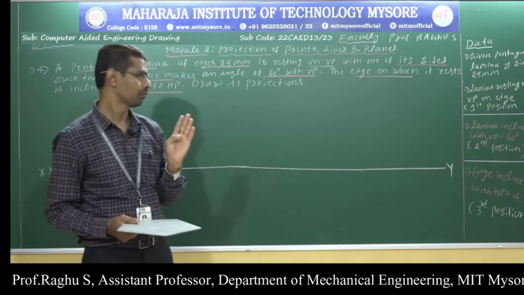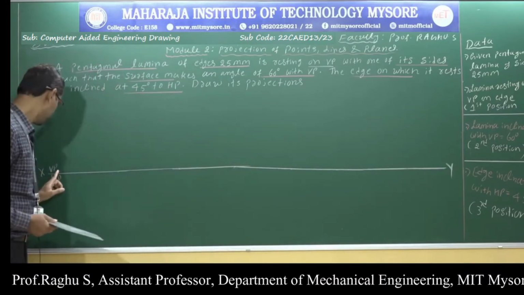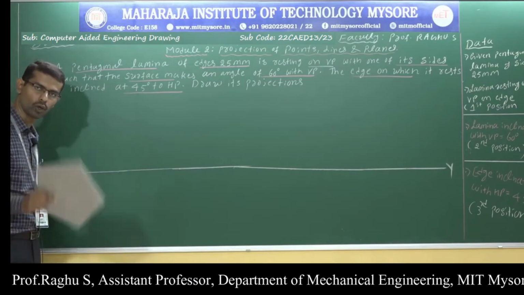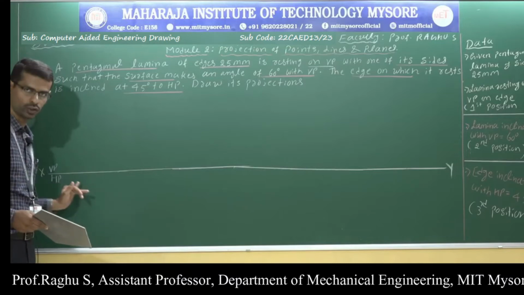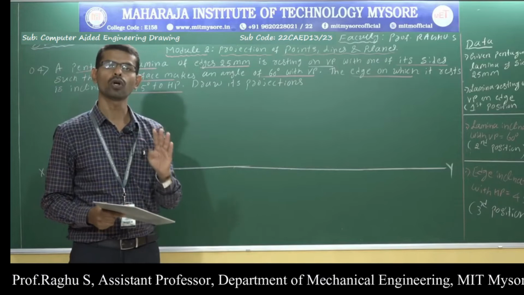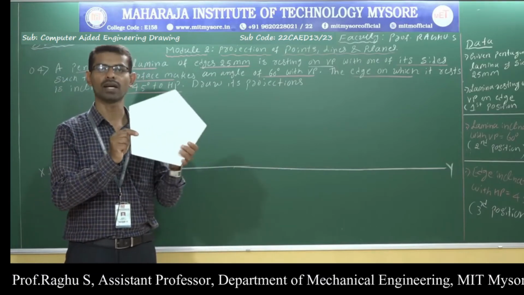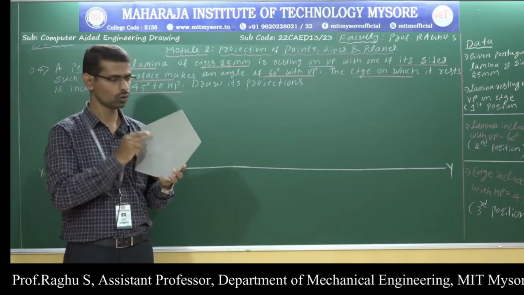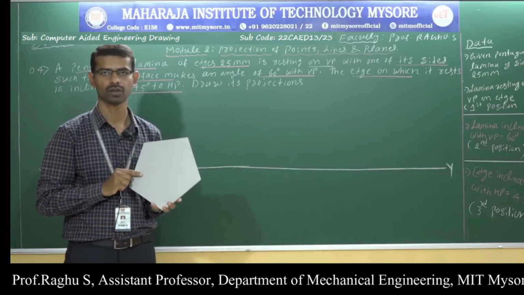Okay, the first step. Draw the XY line and indicate VP and HP, since it is first angle projection for all the problems. Here we are supposed to indicate VP and HP. It is first angle projection. Next, note down the type of the lamina. Here the given lamina is a regular pentagonal lamina, so it consists of equal sides.